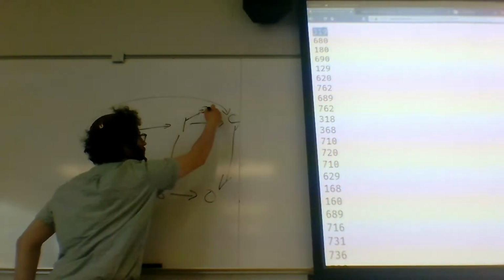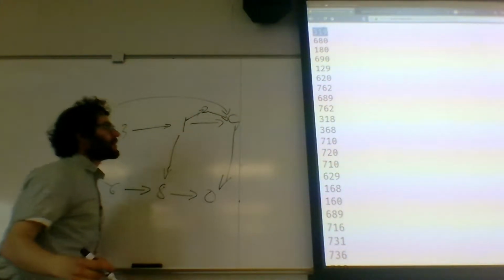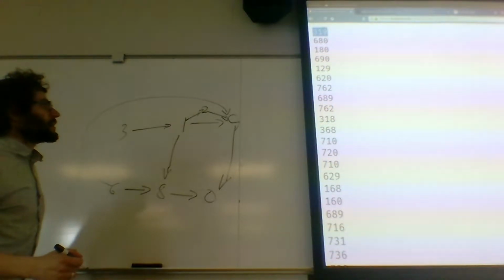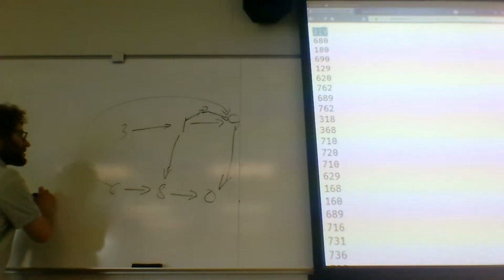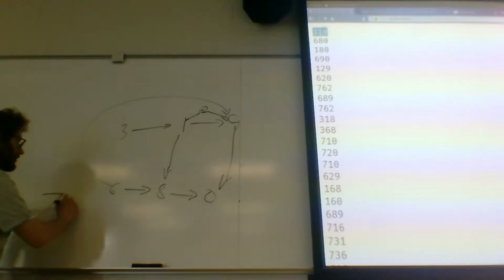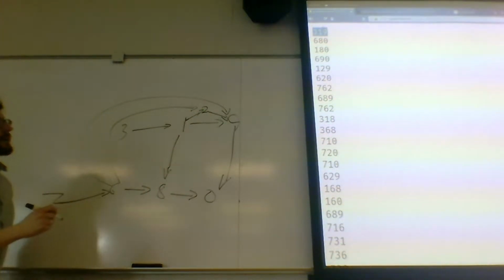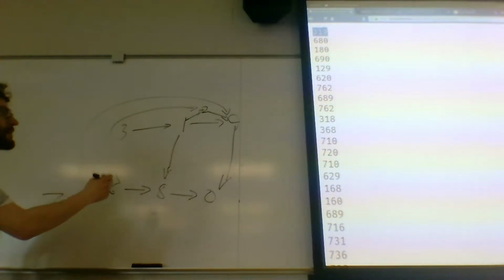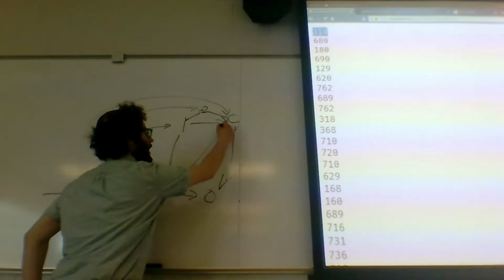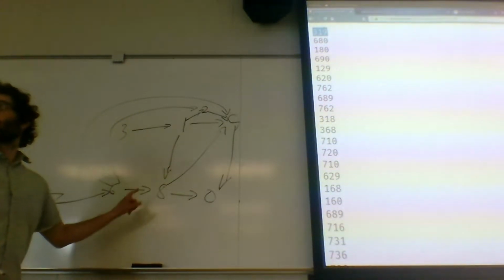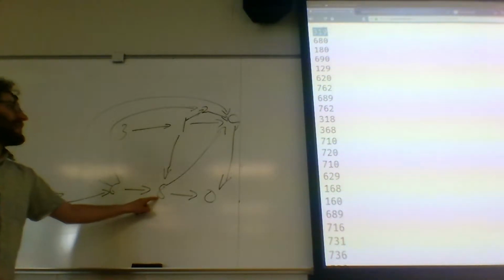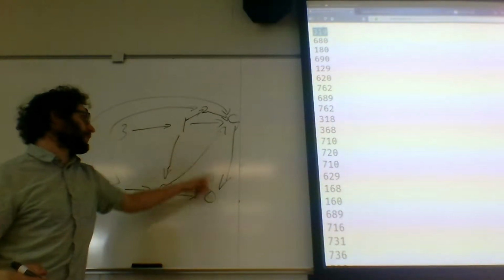1, 2, 9. And then 7 comes before 6, which comes before 2. And then 6 comes before 8, which comes before 9. So now we know something. We know that 8 comes before 9, which comes before 0.